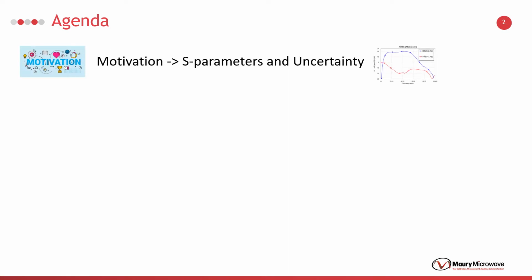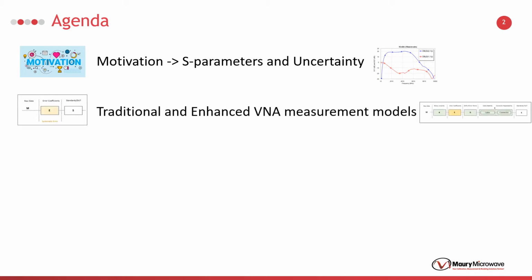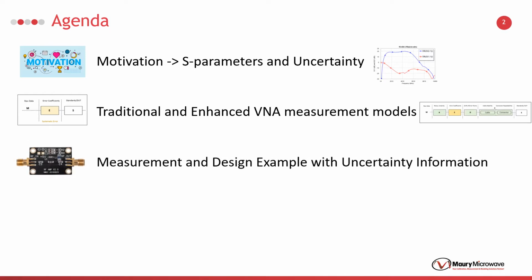Our presentation consists of 4 topics. First, we are going to talk about S parameters and why uncertainty is needed in measuring S parameters. Then I'm going to talk about traditional and enhanced VNA measurement models. Then I will give an example for a measurement and design with uncertainty information. And finally, we will have a conclusion discussing our results.